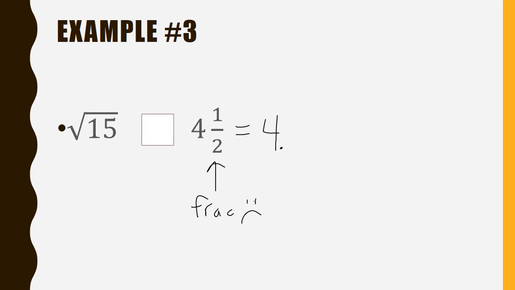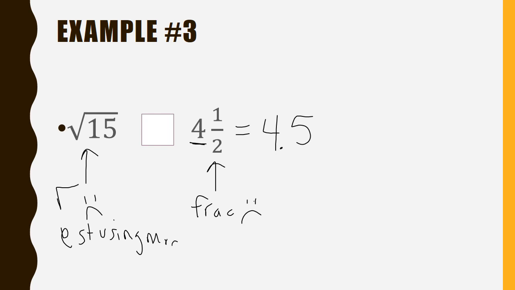Just don't forget your whole number does not come from your calculator. The whole number comes from the original value. So 4 1/2 has the same value as 4.5. Then we have a square root, which we have to estimate using a model. So square root of 15 we're going to do over here on the side. We're going to estimate that to give us a decimal approximation, which means a really good guess. It won't be exact because we're only estimating.